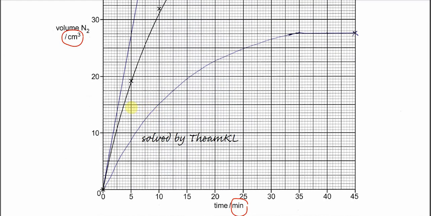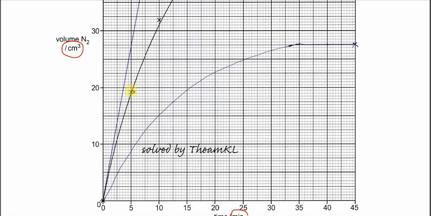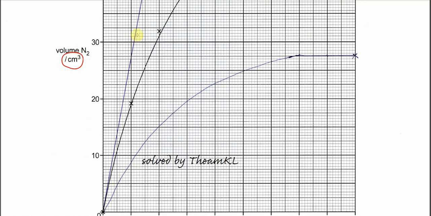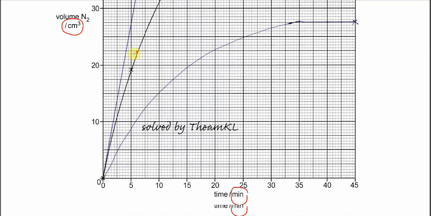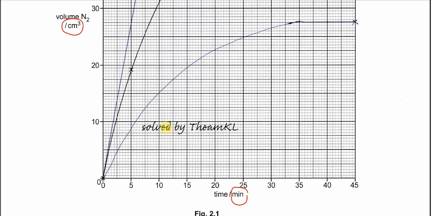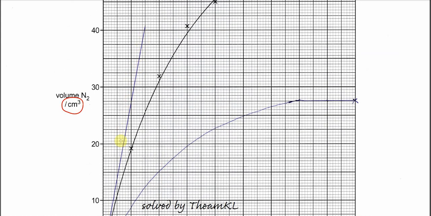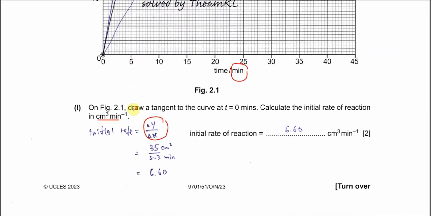First we draw the tangent like this. Make sure the tangent is from the origin here, and make sure the original curve is still visible, and make sure the line is at least 5 minutes long. These are the requirements. You can actually get all the details from the mark scheme. Therefore, we use delta y over delta x. You can use one coordinate on this line, and calculate delta y over delta x. For mine, I get around 6.6. You can have your own values.